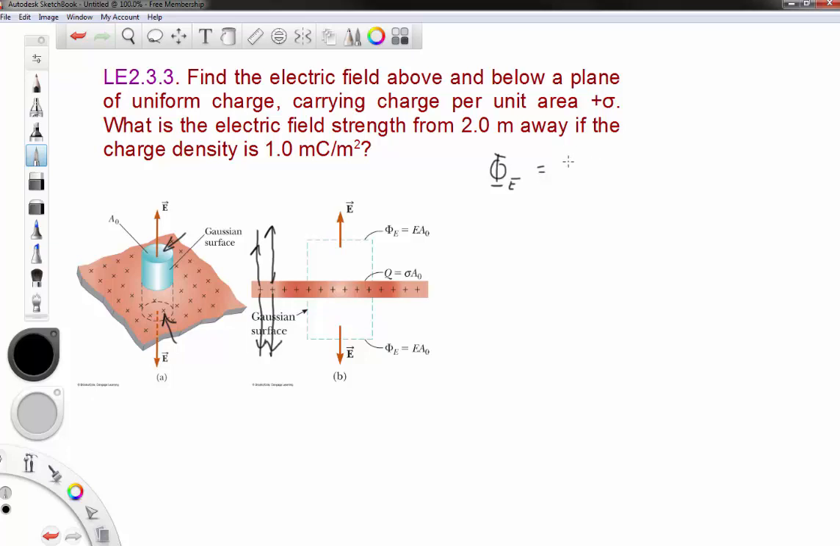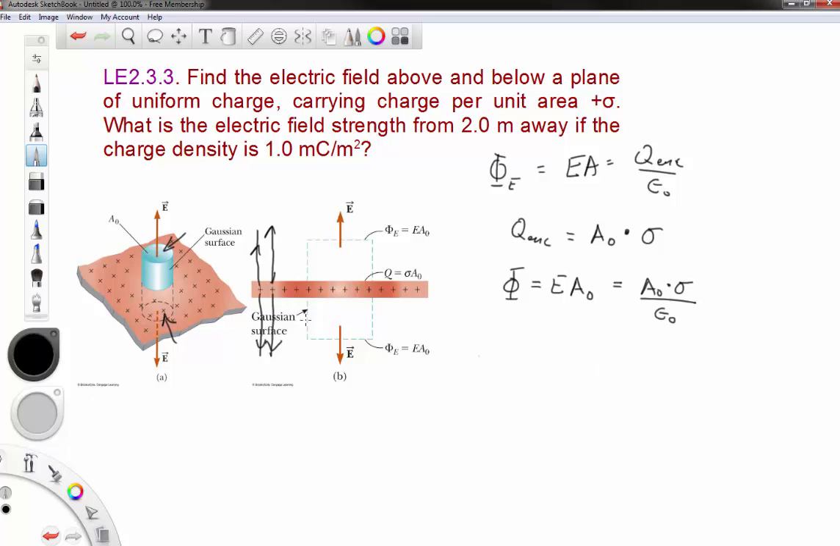Basically, the total flux, E times A, should be the total enclosed charge divided by the permittivity of free space. Now it's carrying a charge of plus sigma per unit area. So Q enclosed is going to equal whatever cross-sectional area we choose, labeled A naught in this diagram, times sigma. So what that means is that the total flux, E times A, becomes E times A naught, because this is the only area that it's going to flux through. There is no flux through the lateral sides. It's basically going to look like A naught times sigma over epsilon naught.